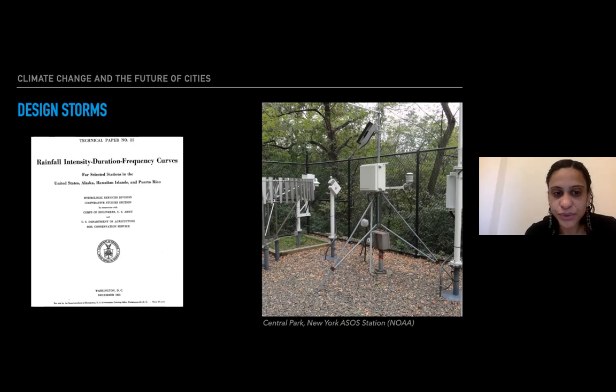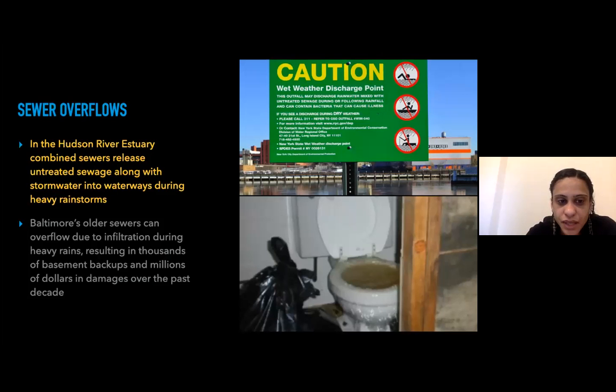So for example, New York City still relies on TP25, which was released in 1955. So we're relying on weather records that preceded the mid 20th century and really didn't represent the increases in precipitation that happened in the later part of the 20th century. We see the impacts of our reliance on these historic records day to day.